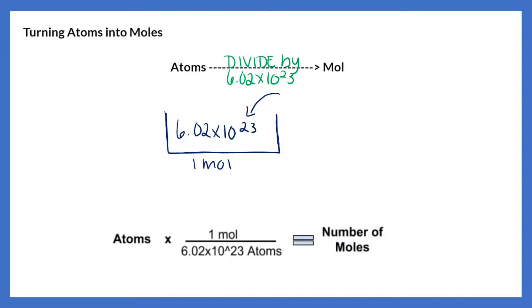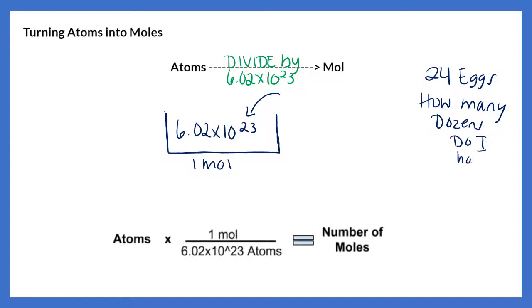Just like if I was to have 24 eggs and I wanted to know how many dozens do I have? We know that there are 12 eggs in 1 dozen. So I would take my 24 and I'd divide by my 12 to get 2 dozen. Same thing here. I divide by the number of atoms I have.